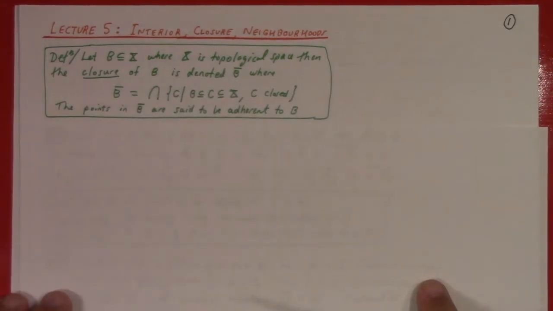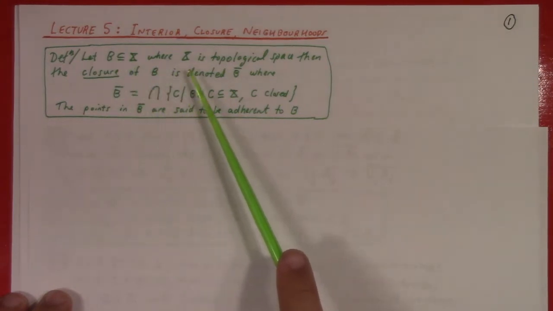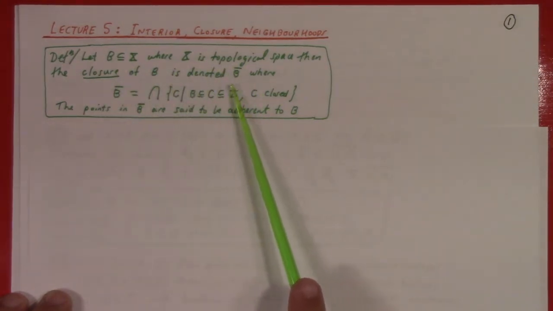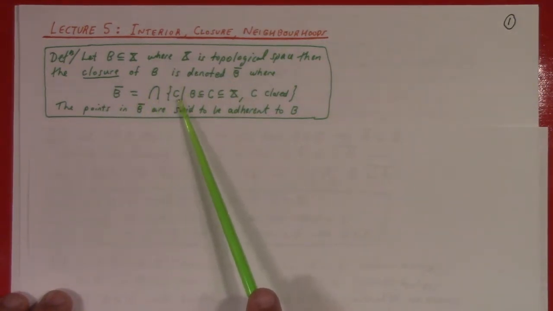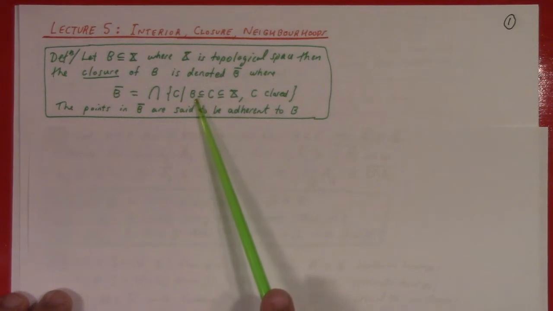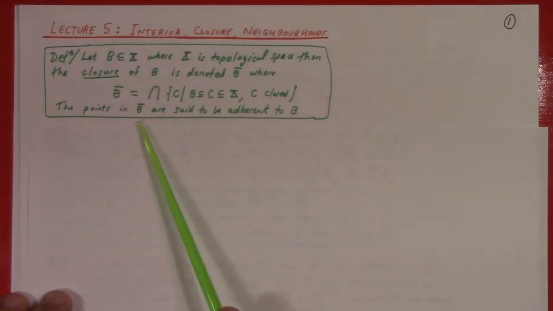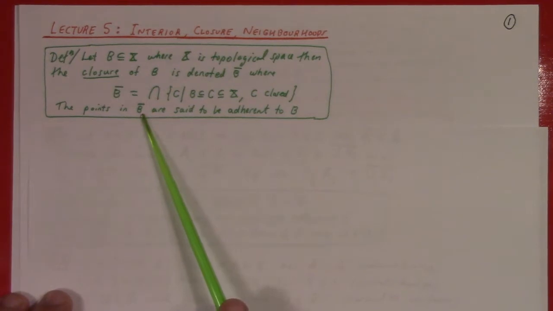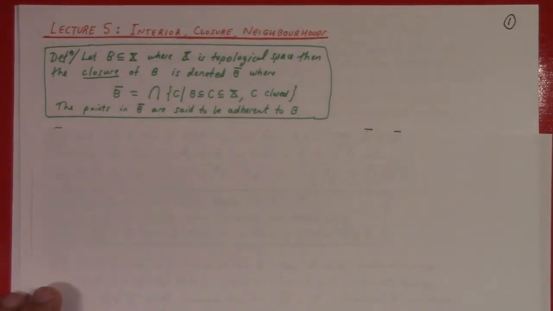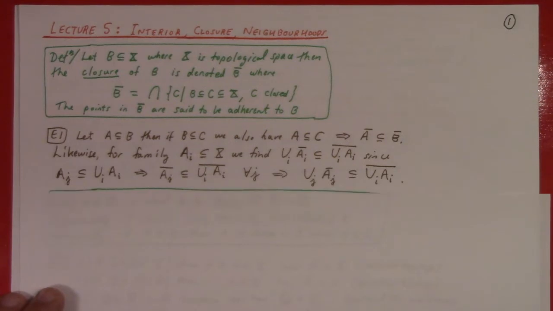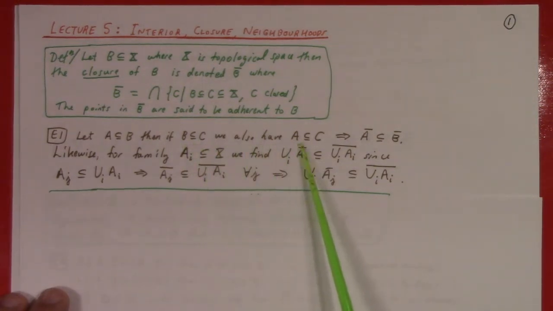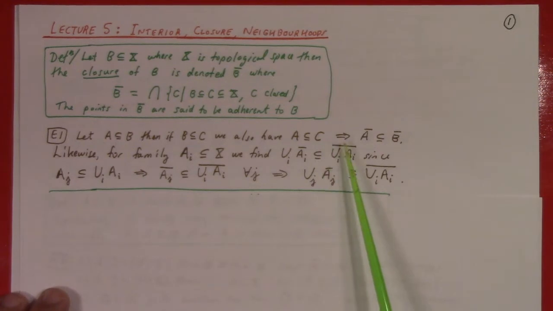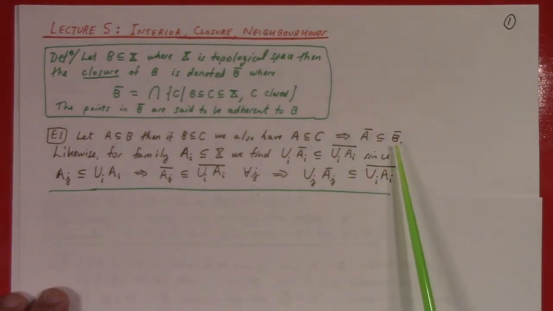So first thing, if we have a subset B of a topological space, then the closure of B is denoted B bar, and you can say it's the intersection of all closed sets which contain B. All right, and the points in the closure of B are said to be adherent to B. So like example 1, if A is a subset of B, and if B is a subset of C, then we also have A as a subset of C, right? So the closure of A is a subset of the closure of B.